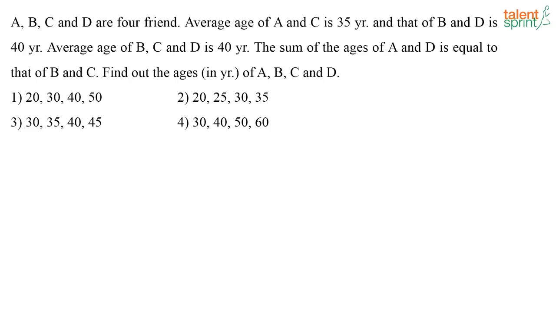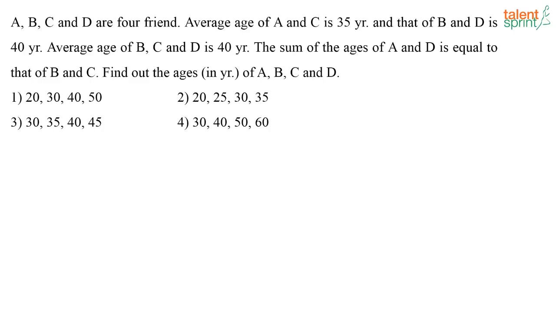Next question. A, B, C and D are 4 friends. Average age of A and C is 35 years and that of B and D is 40 years. Average age of B, C and D is 40 years. The sum of ages of A and D is equal to that of B and C.